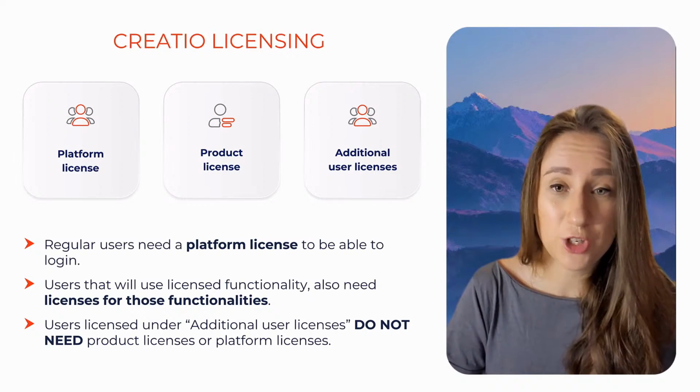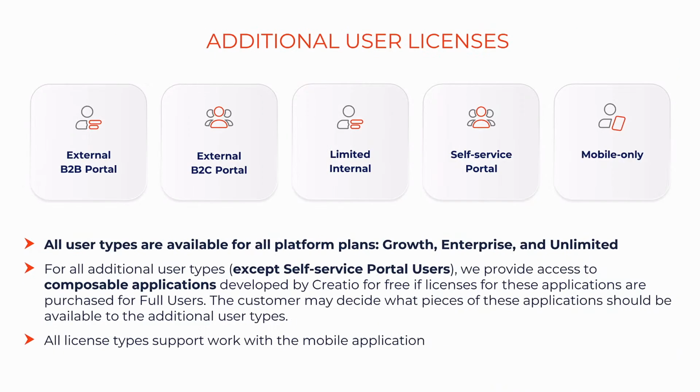Okay, so what are the additional user licenses? Let's look at the options that we have. We have external B2B, external B2C, limited internal, self-service portal, and mobile only. So these are five additional user licenses that have been added since the 8.1.1 release. All user types are available for all platform plans. So whichever plan you have picked, these licenses will be compatible with that plan. If you have your full users on the growth, enterprise, or unlimited plan, all of these licenses can be used additionally with that plan.